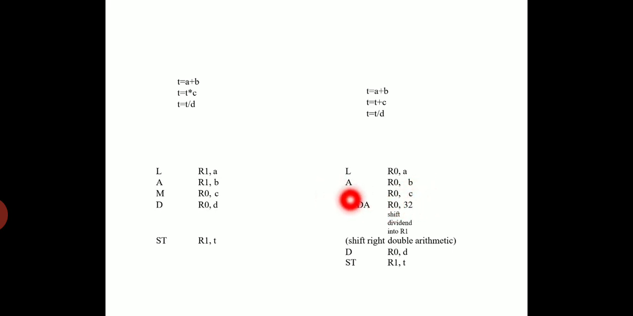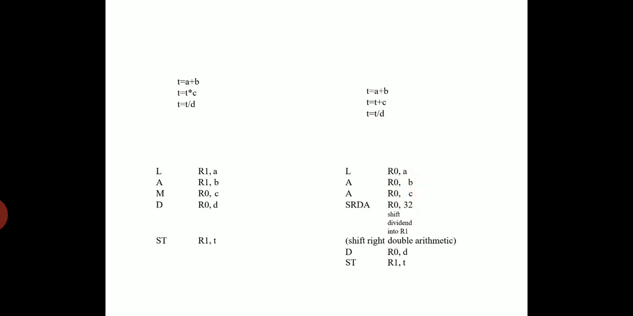After that, we perform the addition operation, but we have to perform an SRDA operation, that is shift right double arithmetic. That means we have to push the content of R0 into R1. So we will shift the dividend into R1 so that you can get that dividend from R1. Then perform the division operation. We have to mention R0 R1, where the content of R0 has to be pushed on to R1.